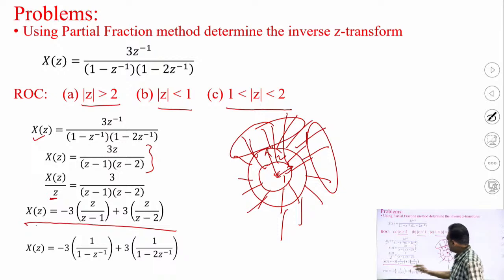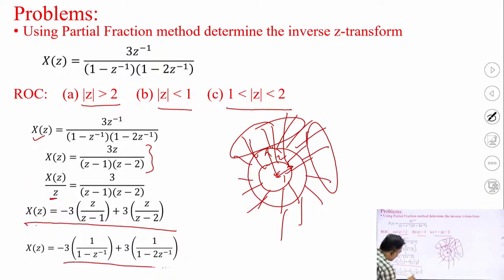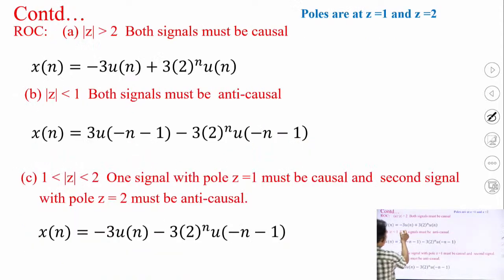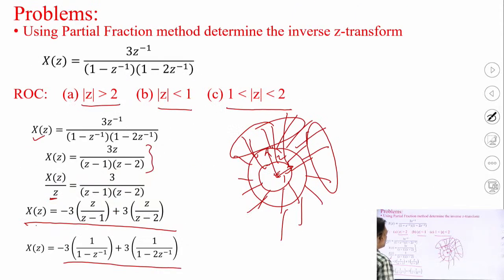Okay. So in that case, when both the signals correspond to causal signals, we will get a causal signal. So you can say for this term we will write a causal signal formula. Okay. So 1 upon 1 minus z to the power minus 1 gives minus 3 u[n] plus 3 into 2 to the power n u[n]. Okay. Because the 3 term is here, and 1 upon 1 minus a z inverse is a to the power n u[n].